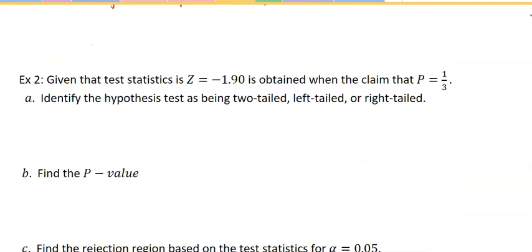And if I look at the second example, here's another problem. Given that test statistic z equal negative 1.9 is obtained when the claim is that p equal 1/3, identify the hypothesis test as being two-tail, one-tail, or, well, p equal 1/3. They didn't specify here, so I'm going to assume the alternative is p doesn't equal 1/3. That makes this a two-tail test.